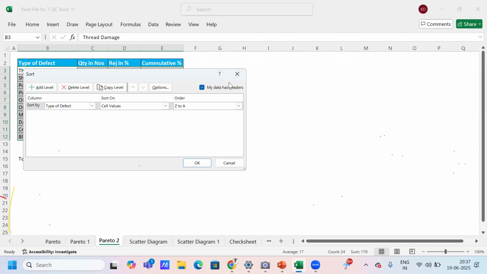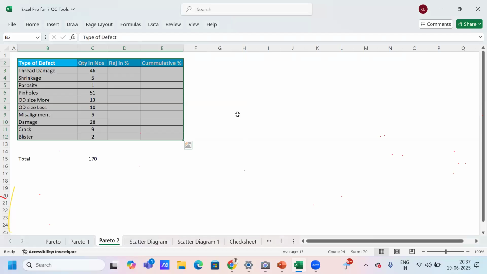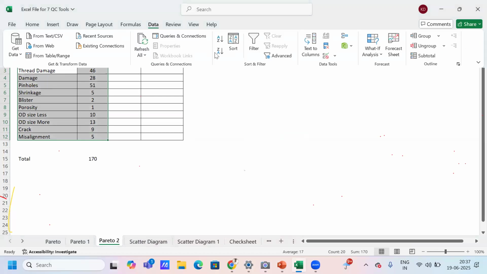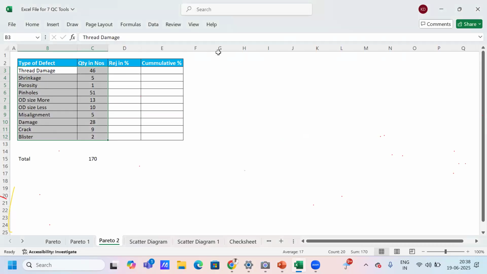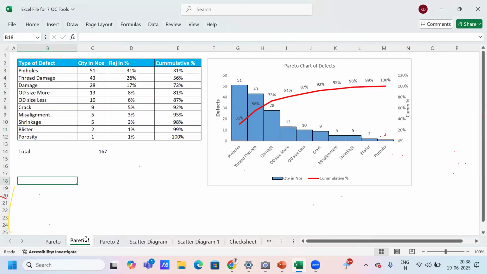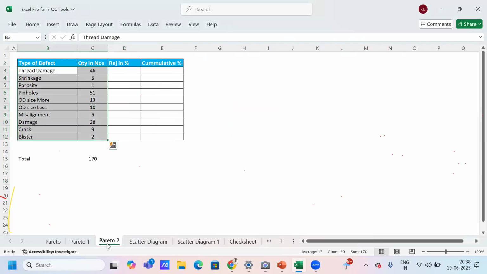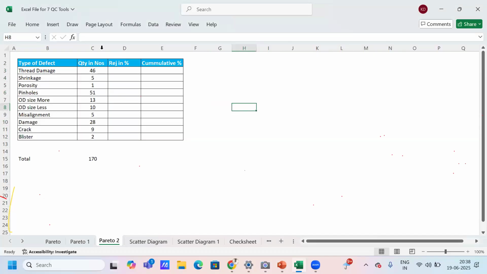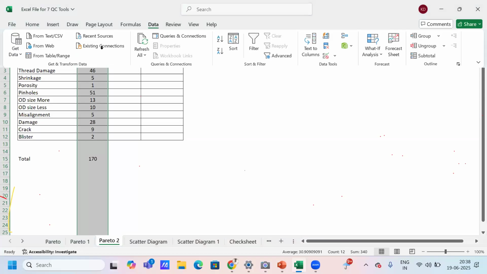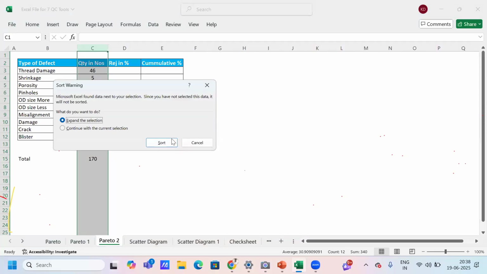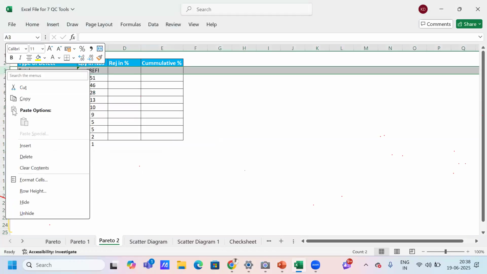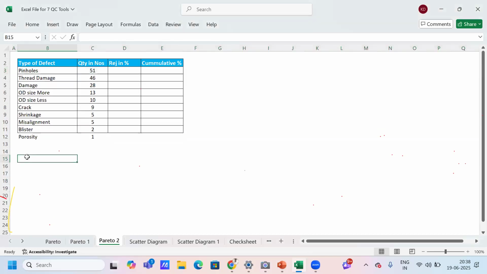Why is it not coming? Sir, you have to select the sort. No, I did that. You have to go to Data, then Sort. Okay, got it. So this is the total, I need to delete.